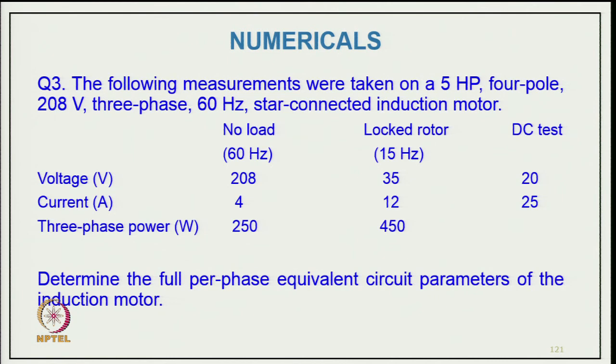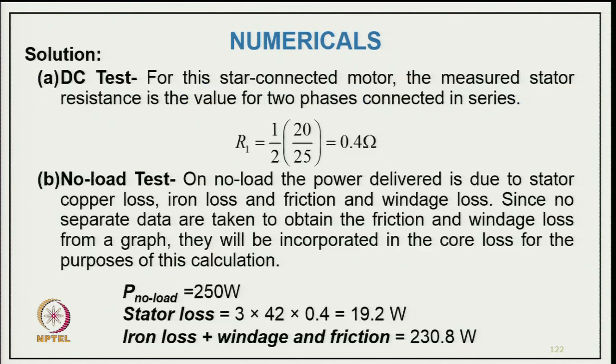Now, coming to example 3: the following measurements were taken on a 5 HP, 4 pole, 208 volt, 3 phase, 60 hertz, star connected induction motor. So, we have a no load test, blocked rotor test, and DC test. The voltage is 208, that is rated voltage, and 35 volt for blocked rotor at 15 hertz, and DC voltage for the DC test is 20 volt. Currents are 4 ampere, 12 ampere, 25 ampere, and 3 phase power is 250 watt, 450 watt, and of course, in DC we do not measure the power. So, determine the full load per phase equivalent circuit parameters of the motor.